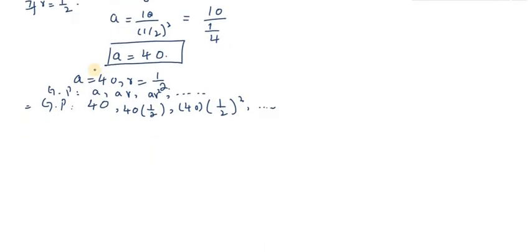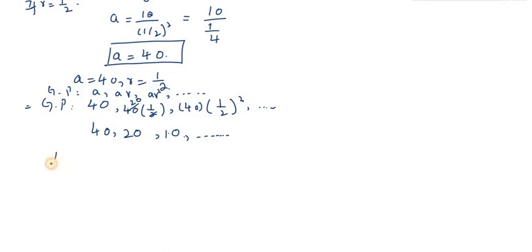So we get the geometric progression when a is equal to 40 and r is equal to half as 40, 20, and then 2 power of 2 is 4, so 4 multiplied by 40, we get here 10. This is the geometric progression when a is equal to 40 and r is equal to half.